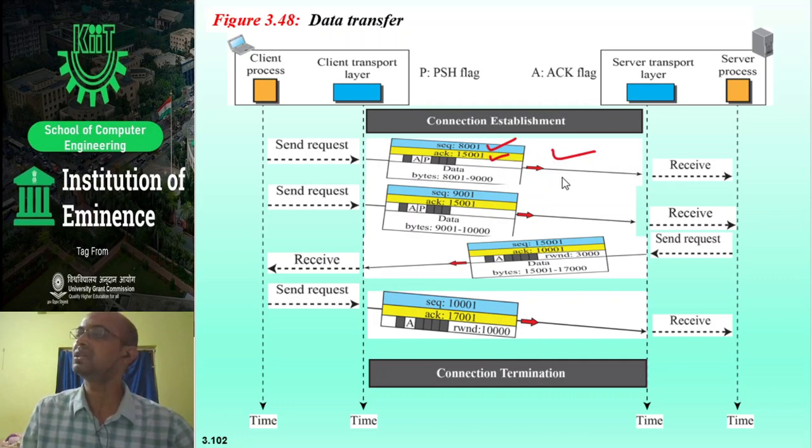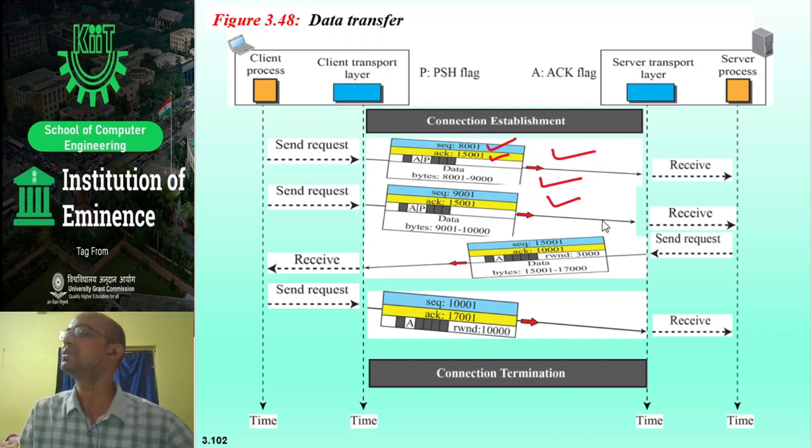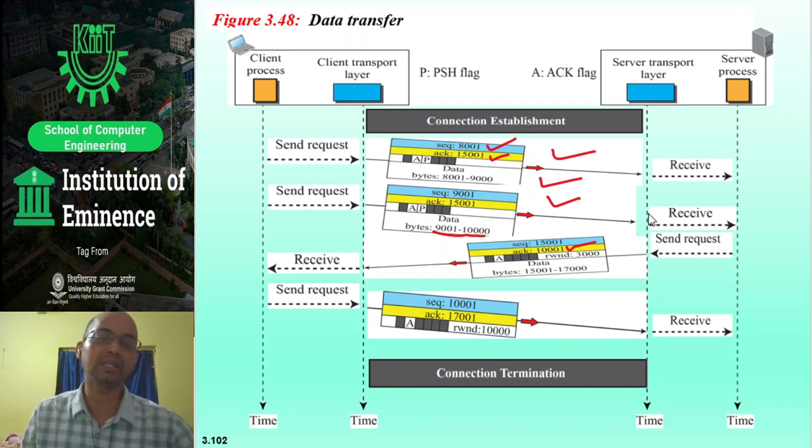So 8,000 is my sequence number, then 8,001. Here the client sent one packet, then another packet. So TCP uses a cumulative approach. Cumulative approach means I receive packet number 8,001, receive packet number 9,001, and it sends the acknowledgement for 10,001, meaning 9,000 to 10,000 it received, this is the packet of 1,000 bytes. So what does it expect next time? It expects 10,001. So these two packets are acknowledged through only one packet.